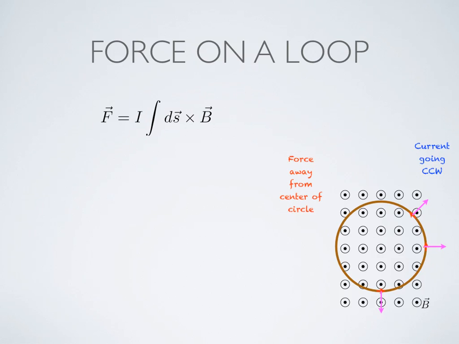If I switch the direction of the current, or if I switch the direction of the field, the opposite effect would happen. If the current were flowing clockwise instead, then all those pink arrows would be pointing inward, and I would have a force inward. But again, it would all add up to 0 because I'd have just as much pulling one direction on one side as I do pulling the other direction on the other side.